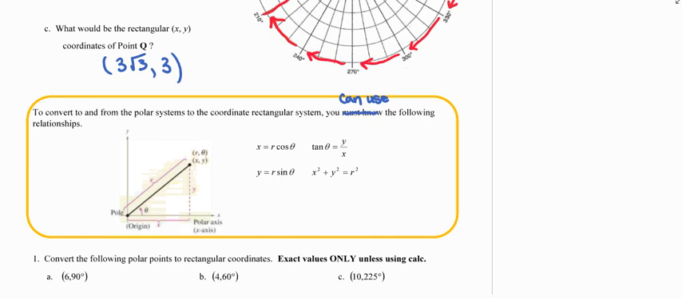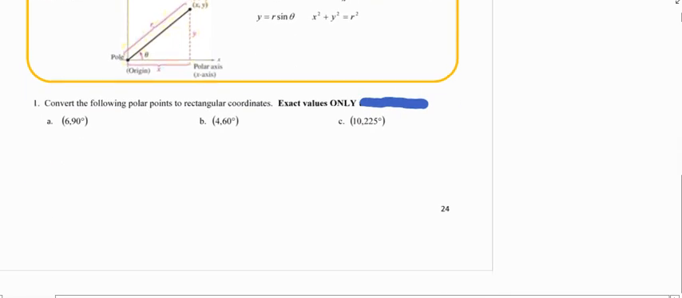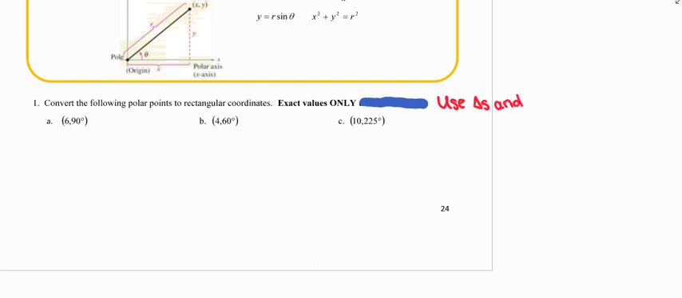All right, that said, I'm going to move on, and down at the bottom in number 1, it says convert the polar points to rectangular coordinates. Use exact values only. I'm going to cross off where it says unless using a calculator because we're not going to use the calculator. Keep in mind, I'm going to use triangles and circles. But again, you could also use those formulas that are up there in that yellow box.